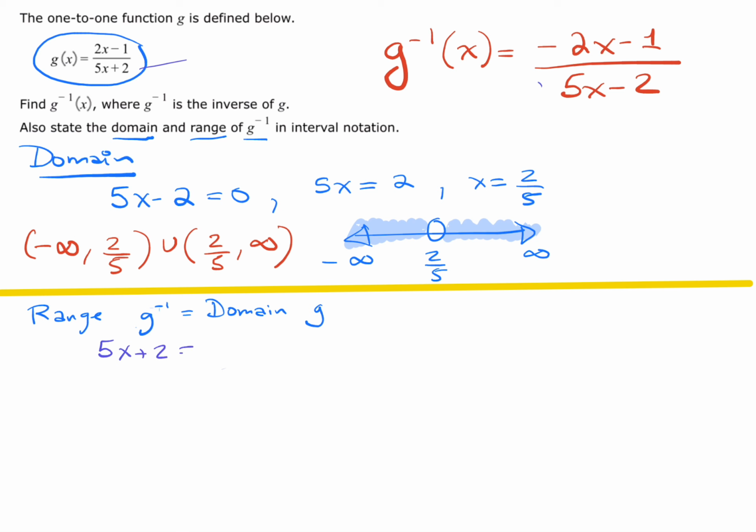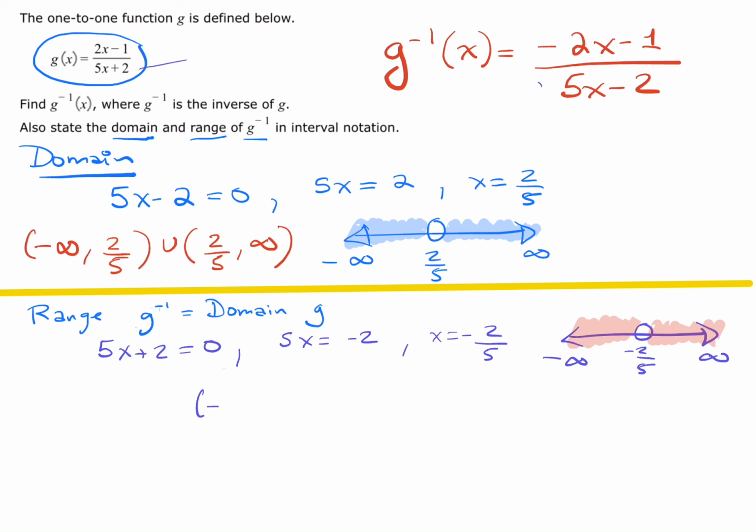5x plus 2 is equal to 0. So 5x is equal to negative 2, and then x is equal to negative 2 over 5. And then we write our real number line. It goes from negative infinity to infinity. We mark this point, negative 2/5, and the function is defined everywhere else, right? So in interval notation, we write this as negative infinity, negative 2/5, union, negative 2/5, infinity.